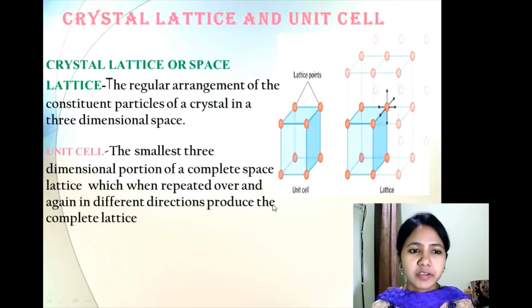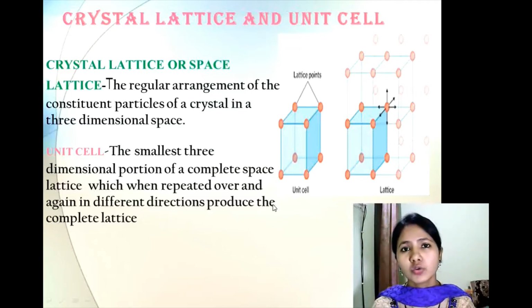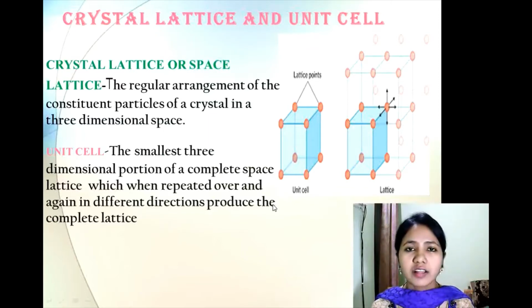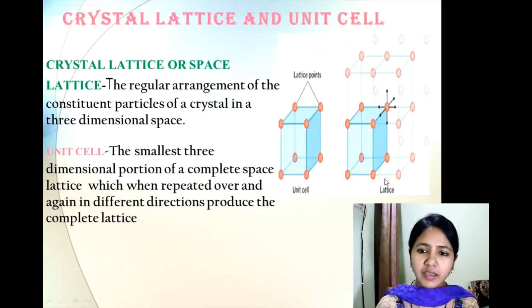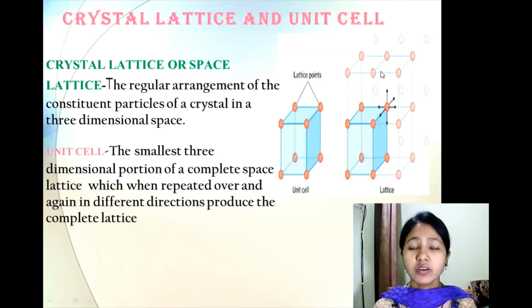The definition is given here: the regular arrangement of the constituent particles of a crystal in three-dimensional space. These are the particles which repeat themselves over and over throughout the crystal, or in three-dimensional space, to give a particular geometry. So we call it a crystal lattice, or the other name is the space lattice. You can see in this picture, these are the points, and when these points repeat themselves again and again to give a definite geometry, we call it a lattice. So this entire geometry is called a crystal lattice or a space lattice.